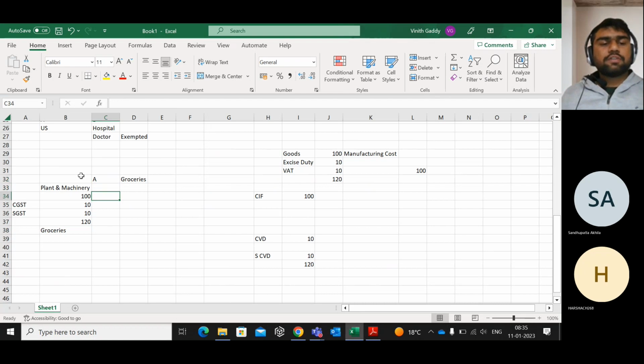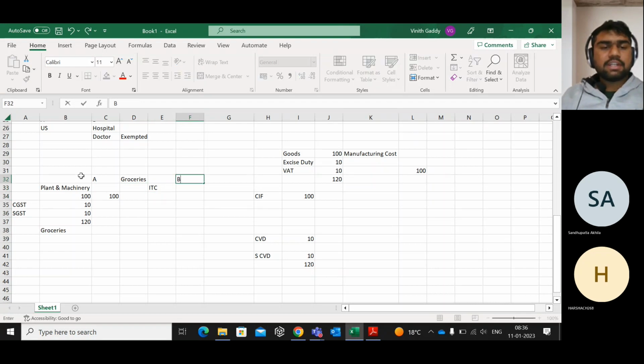Now, what is the cost for A? 100 rupees. These 10 rupees and 10 rupees, 20 rupees, will be credited to his ITC ledger. The cost for A is 100 rupees. This is a business asset, right? On this business asset, input tax credit has been availed. If it is made without consideration, it will be treated as supply.